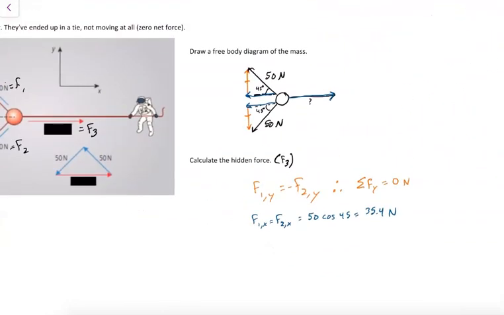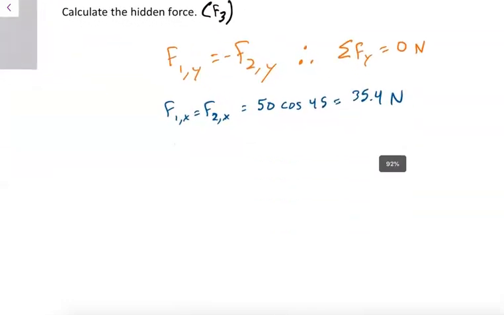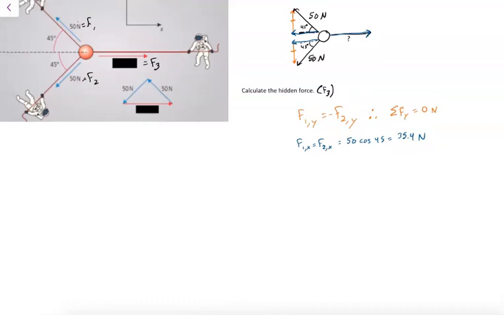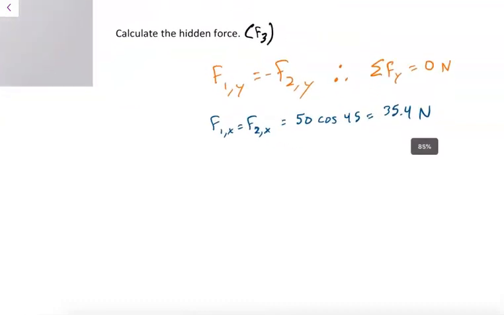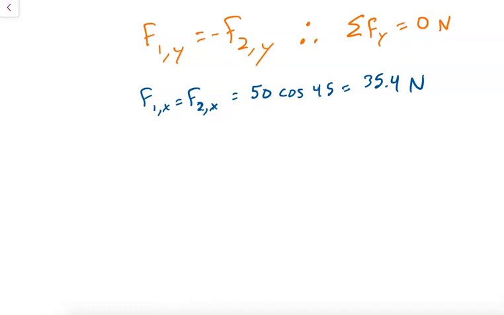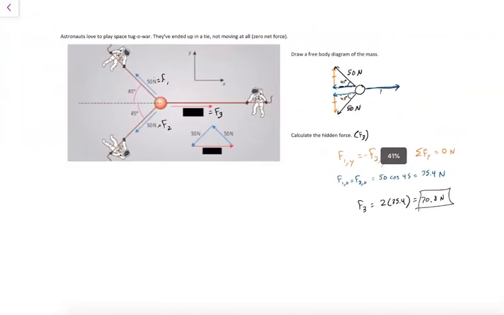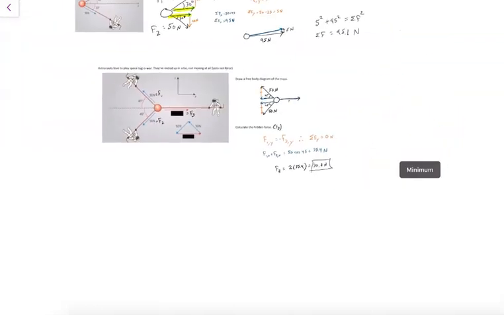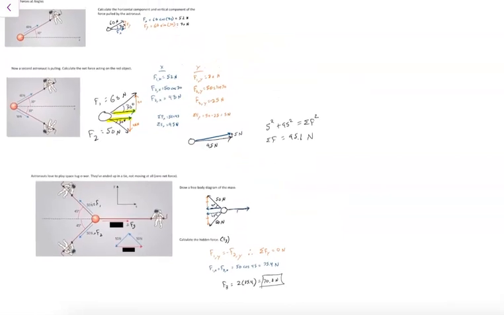So my F3 is only a horizontal vector value, and it's equal and opposite to 2 times one of these vectors, because there's 2 of them. So I know that my F3 is going to be 2 times 35.4, and that's going to be 70.8 newtons. And that's how I find this final vector value. All right, that's it. We're just combining concepts that we've learned to help us understand more complex situations. I hope this helps.